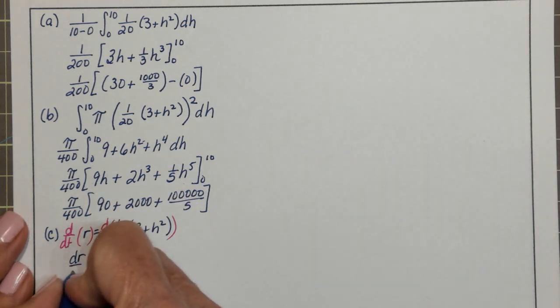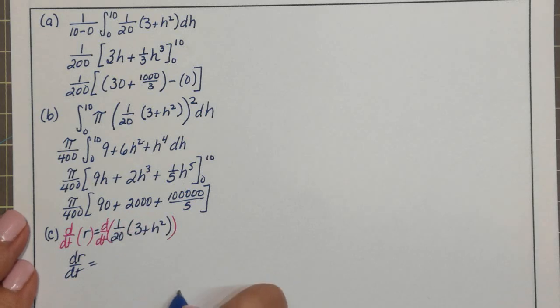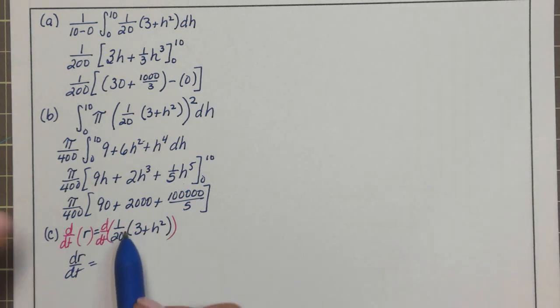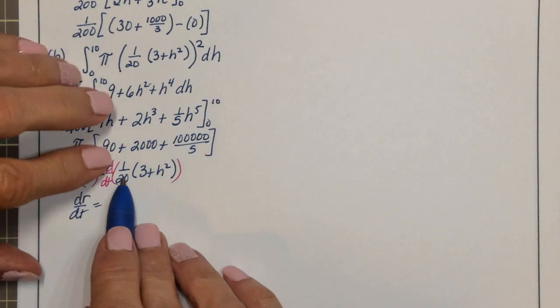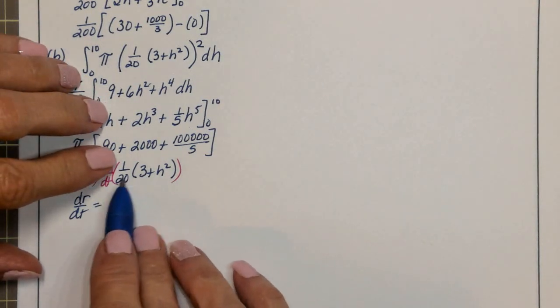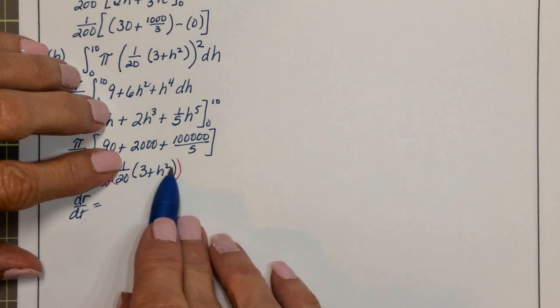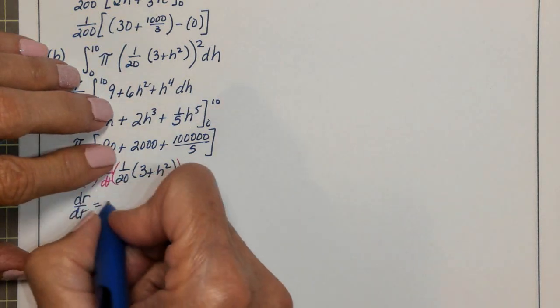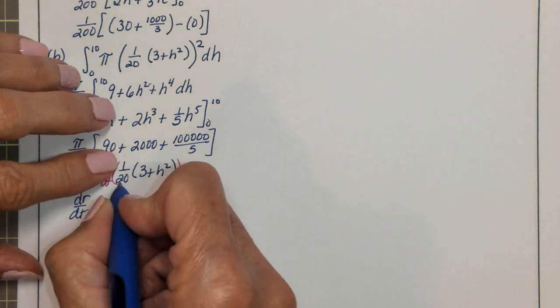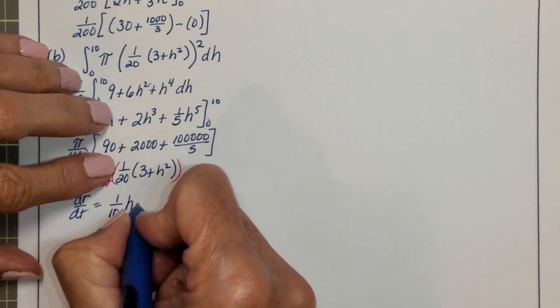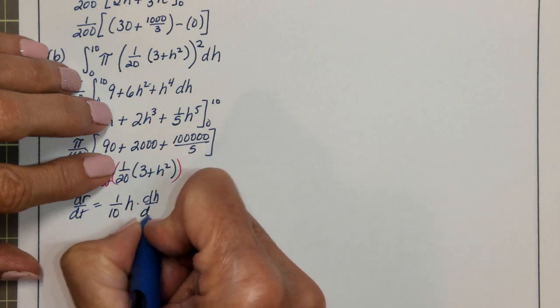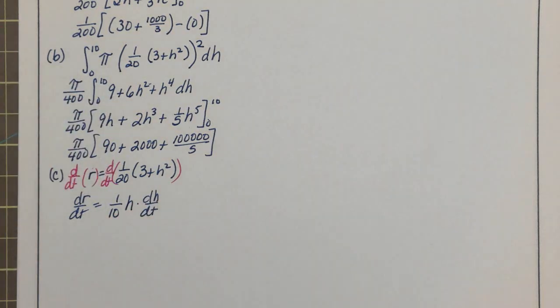I get dr/dt is equal to, okay, I'm taking the derivative over here. So first with respect to h, then multiply by dh/dt. I'm going to have a constant, and then I'm going to have 1/20th h squared here. So the derivative will be 2 times 1/20th, that's 1/10 h dh/dt. That will be that derivative. Okay?